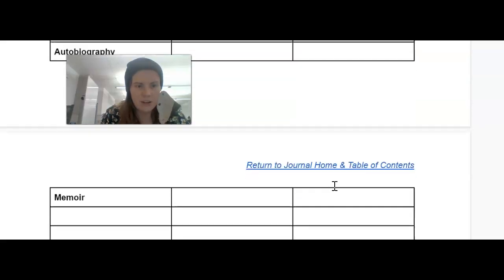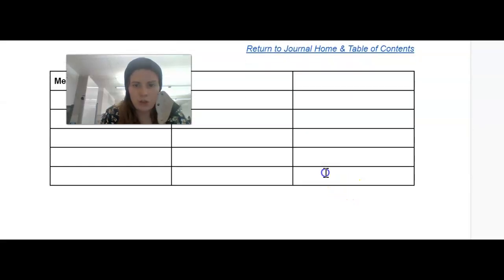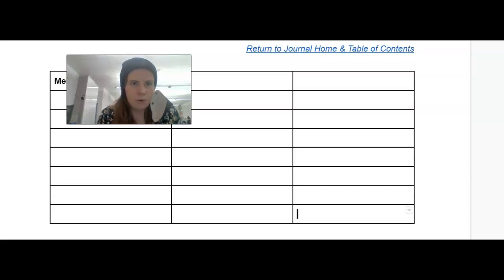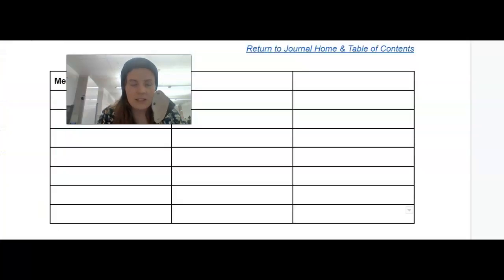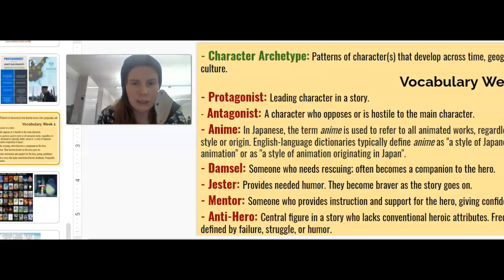Go ahead and find your semester 2 vocab and then hit tab to add a few more rows. We're looking at 1, 2, 3, 4, 5, 6, 7 new vocab terms. All right, let's get into it.